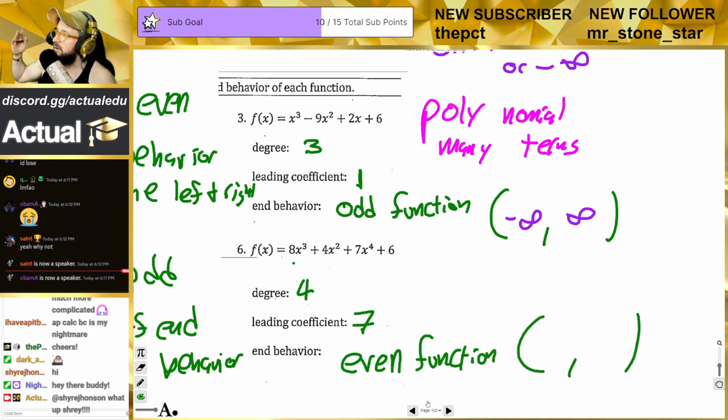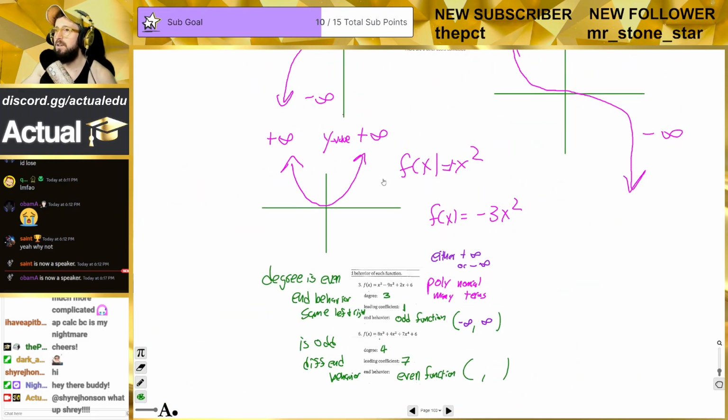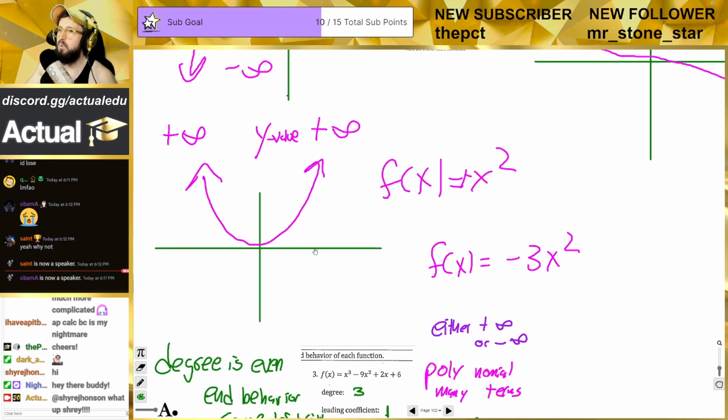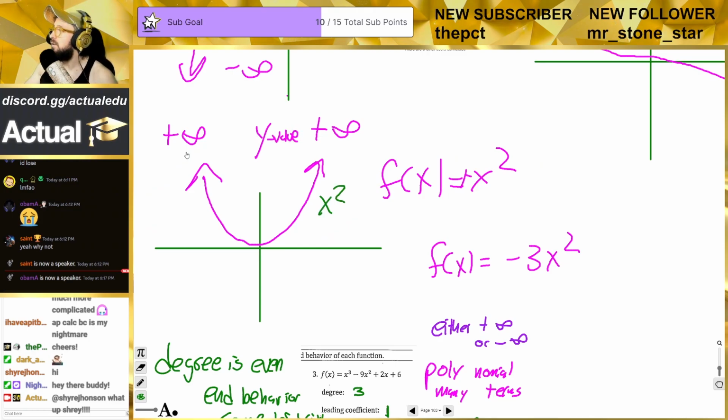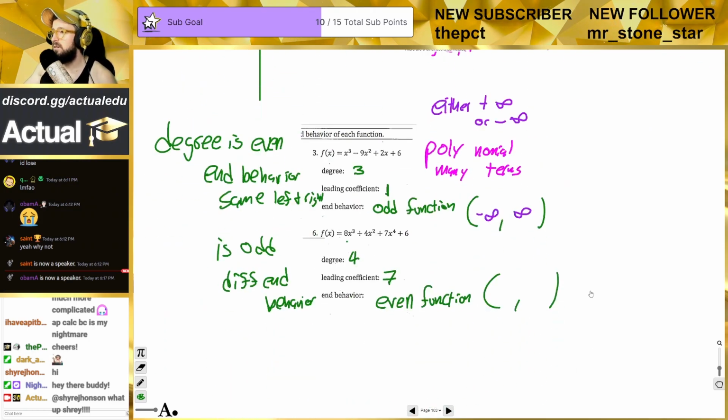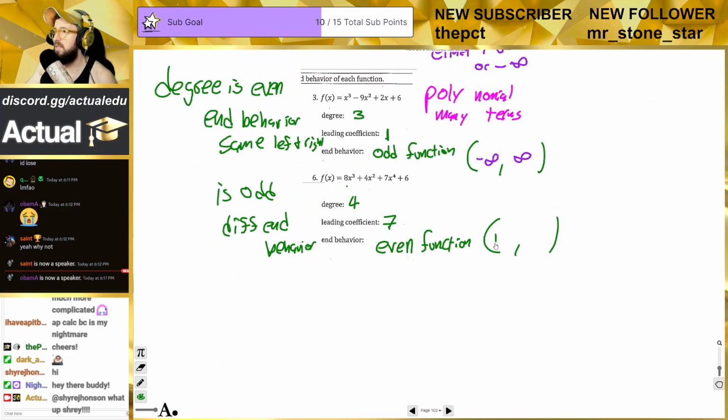So what's the behavior on the left? Let's remember for even functions, if you ever need to remember, just remember an example even function. This is x squared. This is an even function, x squared. What's the behavior on the left? Positive. Yeah, it's positive infinity. And then because it's even, what does that mean about the right behavior? Is it also going to be positive? Yes, good. Nice.